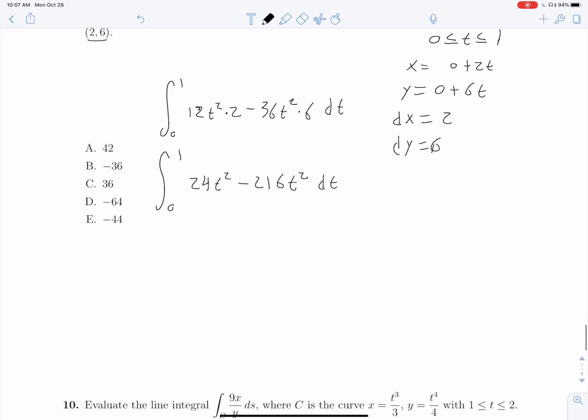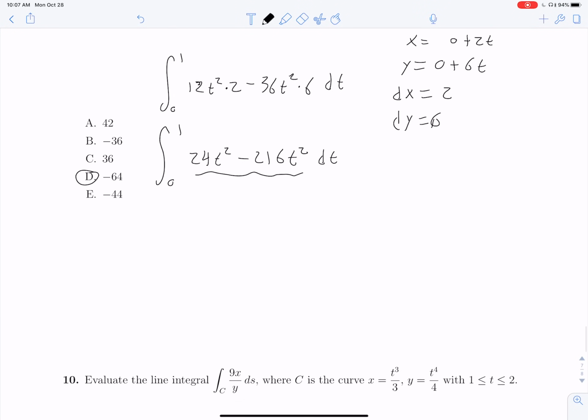And, you know, I'm not going to embarrass myself and mess up this basic subtraction and division, but you end up with negative 64. I believe you get 192t cubed over 3, where t is equal to 1, and, well, sorry, negative, which is negative 64.